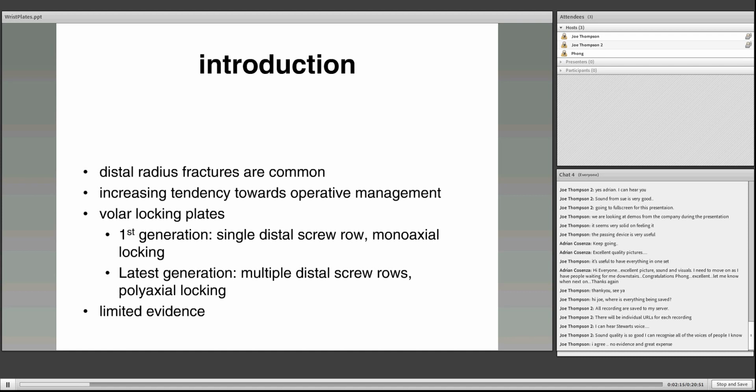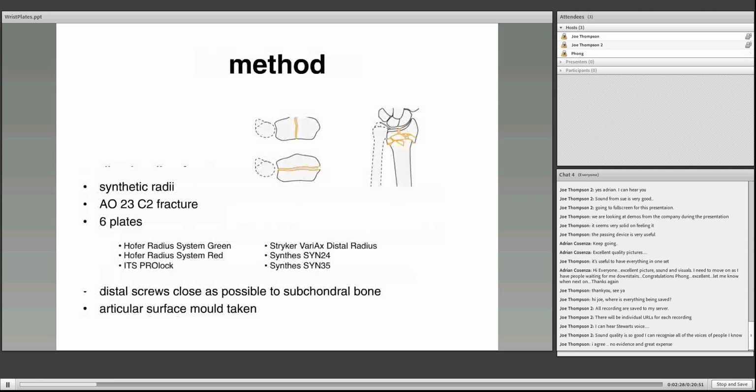So the first generation of these were single distal screw rows and had monoaxial locking options only. And the latest generation, and certainly something we use at the Western, have multiple distal screw rows and polyaxial locking. And there's surprisingly, as I said, little evidence looking at the differentiation between these two generations, as well as between non-operative and operative management.